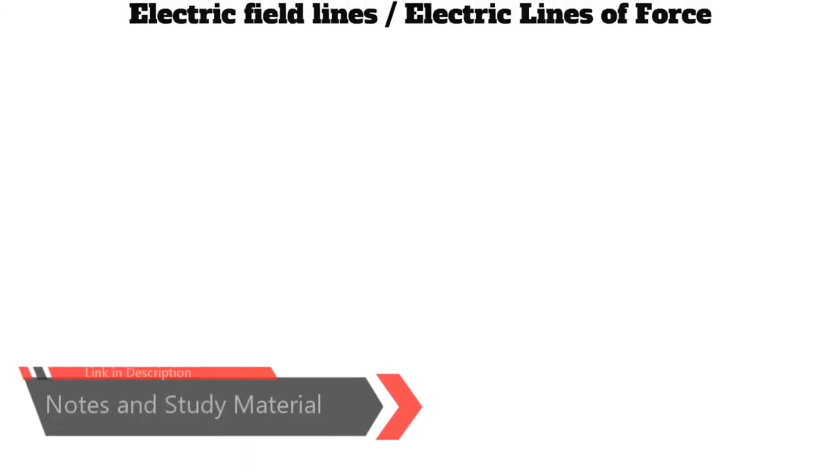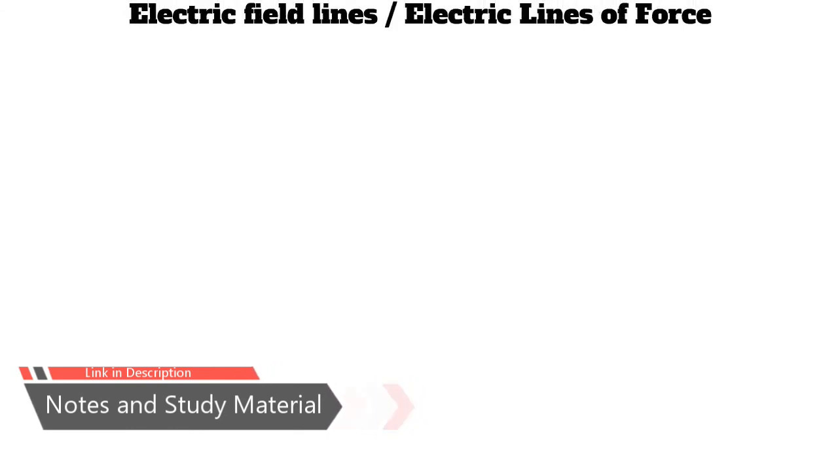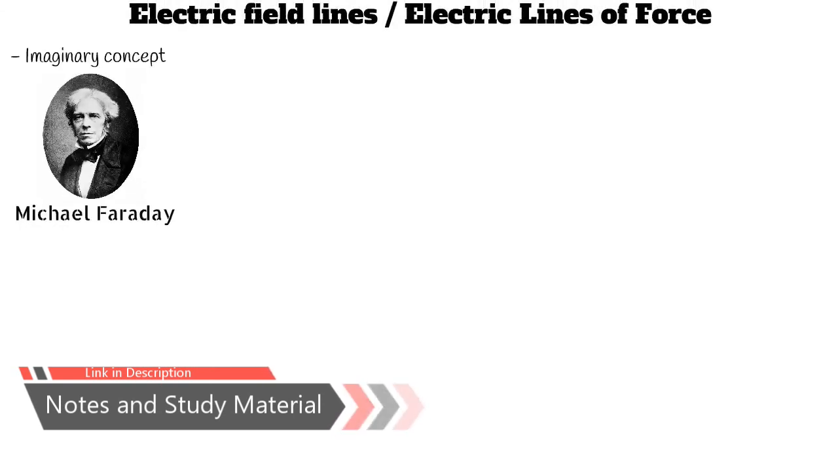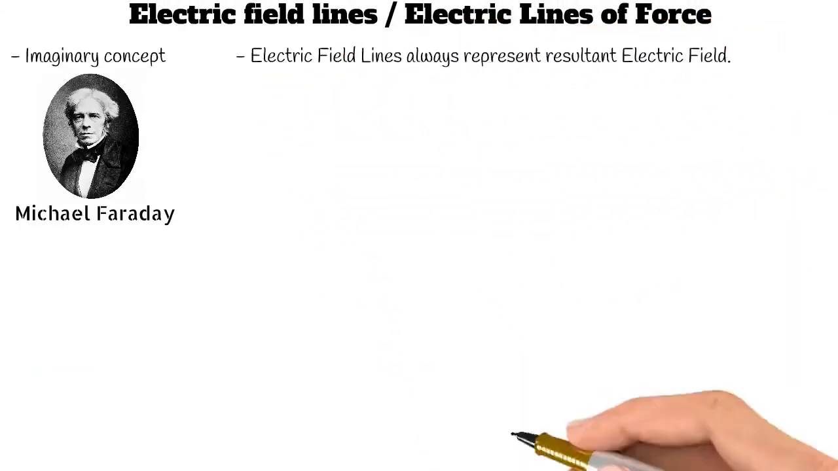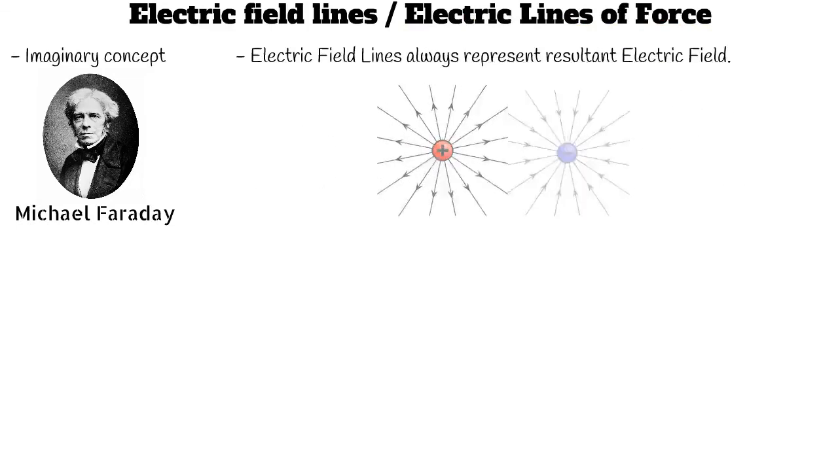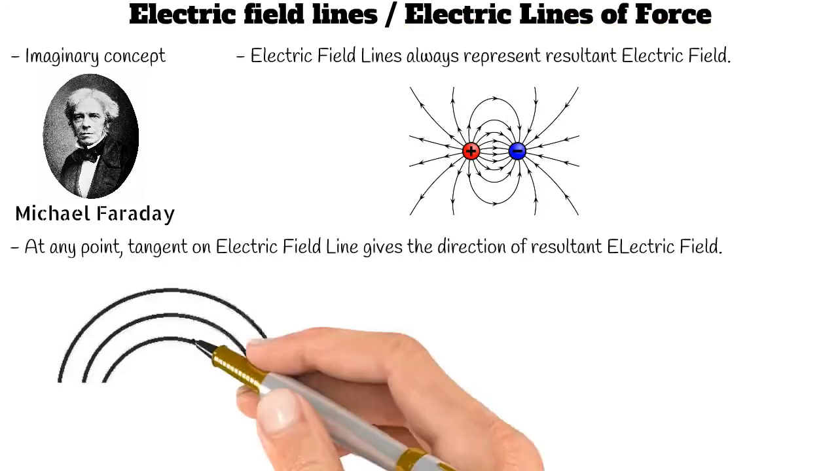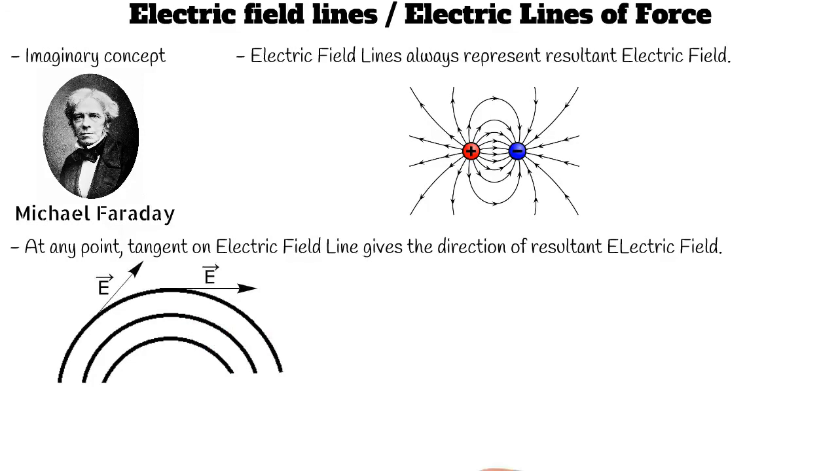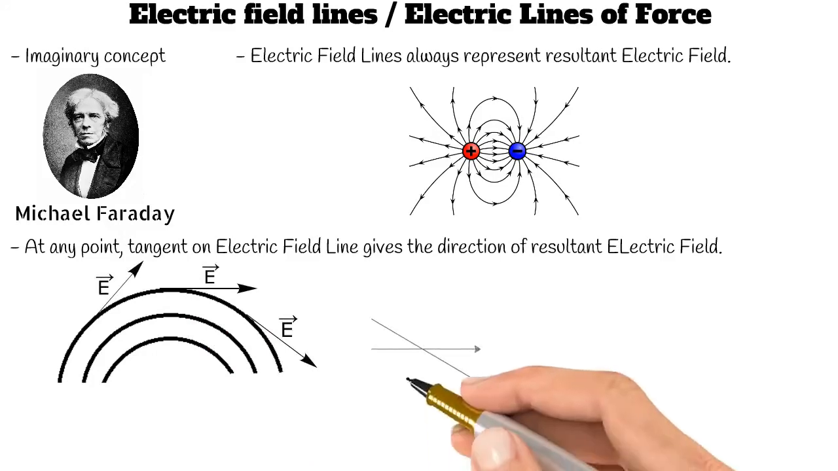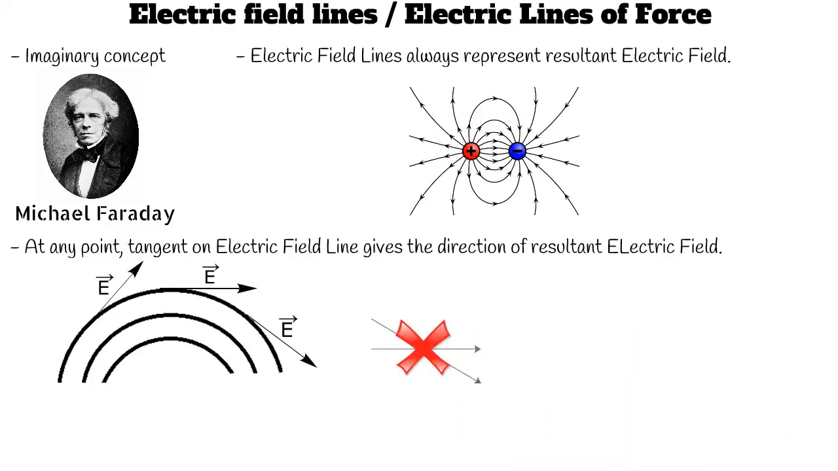Electric field lines, also called electric lines of force. It is an imaginary concept given by Michael Faraday. Electric field lines always represent resultant electric field. At any point, tangent on electric field line gives the direction of resultant electric field at that point. Two electric field lines can never intersect each other because at one point two directions of resultant electric field are not possible.